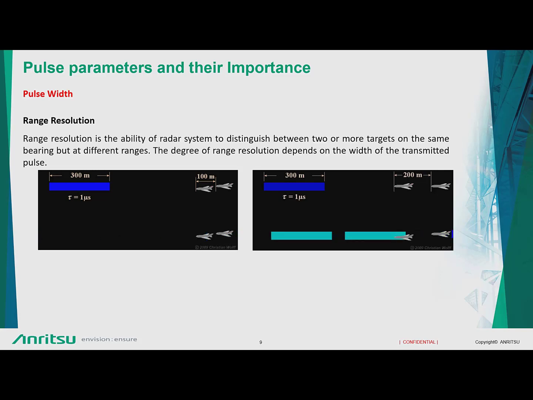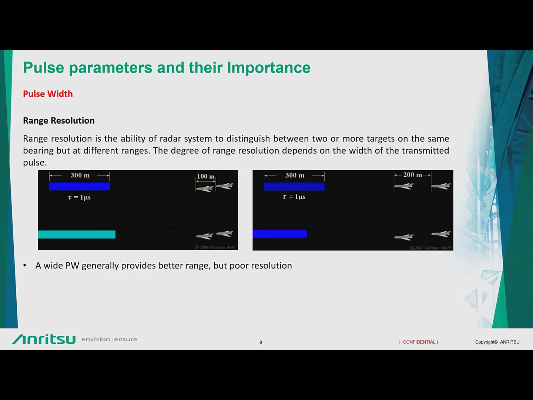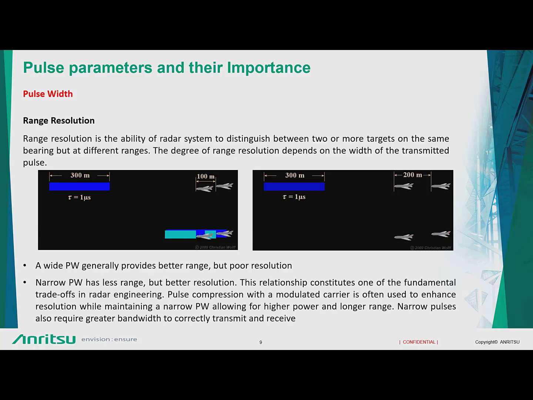So there are a few comments and conclusions that I wanted to give on this slide. A wide pulse width generally provides better range but poorer resolution. You can see that, because the energy content in that pulse is really high, but since it's really wide, its resolution is not good. But a narrow pulse width has lesser range but better resolution. So this relationship is what designers mostly want to compromise between.